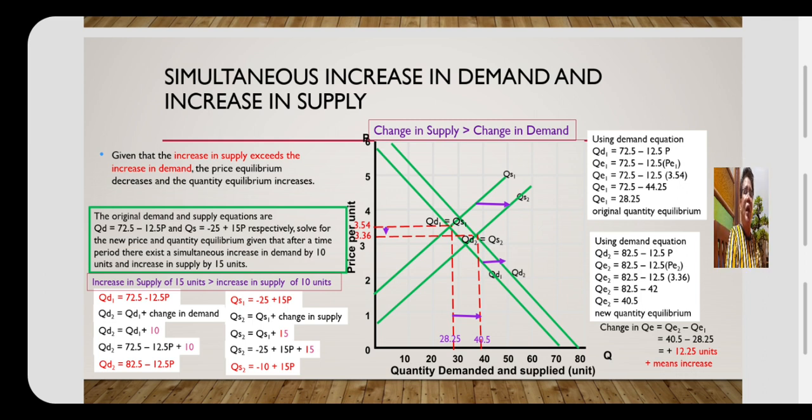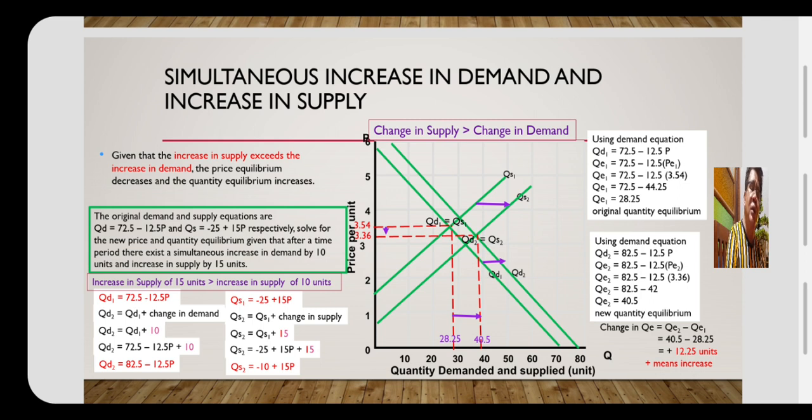So the change in quantity equilibrium can now be solved by the difference between the original quantity equilibrium and the new quantity equilibrium. Specifically, new quantity equilibrium minus the original quantity equilibrium. So the new quantity equilibrium is 40.5 and the original quantity equilibrium is 28.25. So, new quantity equilibrium minus original quantity equilibrium is 40.5 minus 28.25, which will give us a value of 12.25 units.